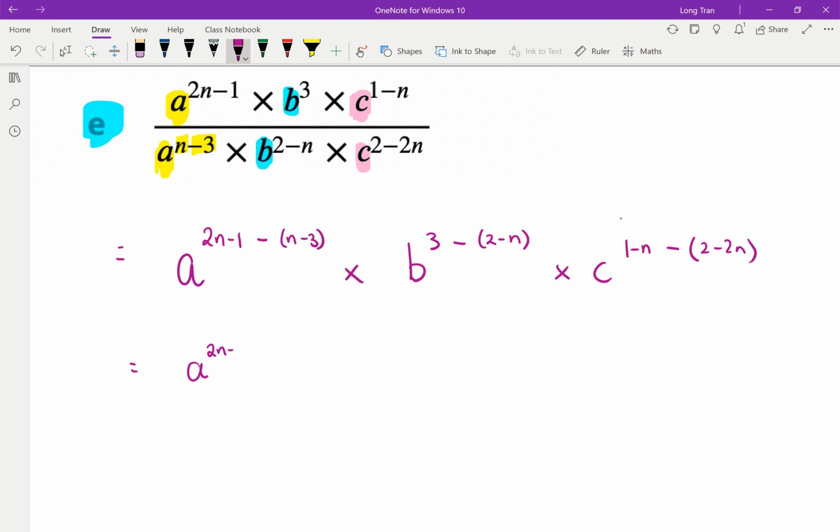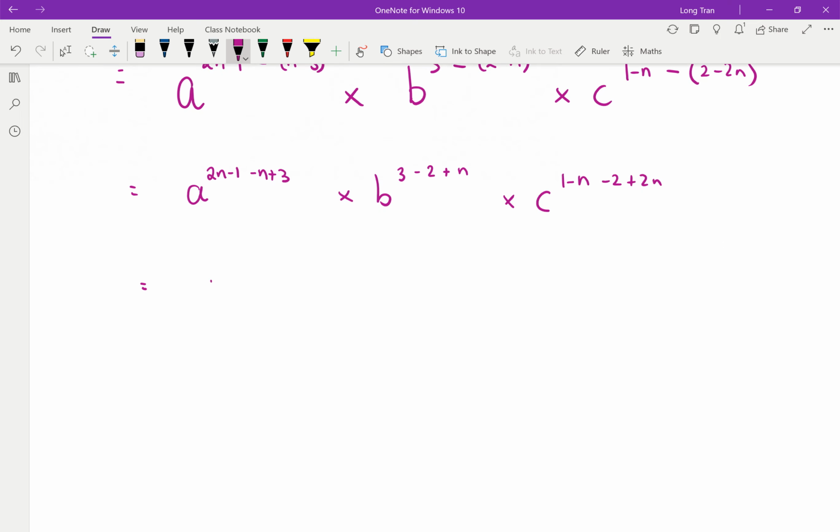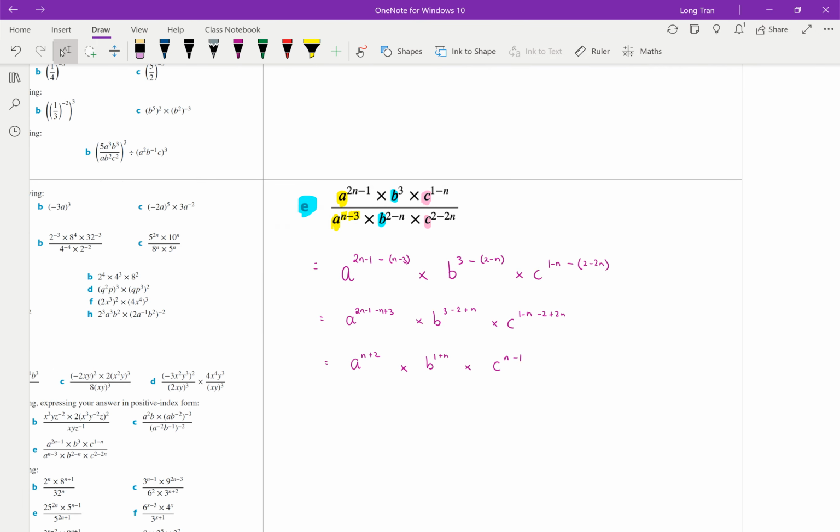So we have 2n minus 1 minus n minus 3, multiplied by b to the power of 3 minus 2 plus n. I just realized that was plus 3 there, and that's plus n. And then times c to the power of 1 minus n minus 2 plus 2n. And so this all should simplify down to what? 2n minus n is n, and plus 2. Multiplied by b to the power of 1 plus n, multiplied by c to the power of negative n, so that's n, and then 1 minus 2 is negative 1. So that looks like that would be my answer there.